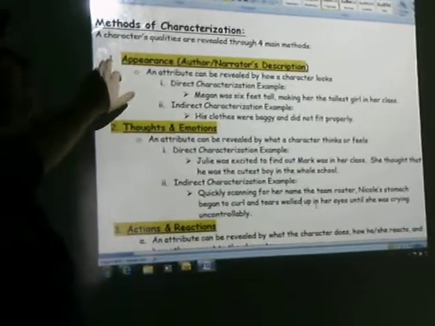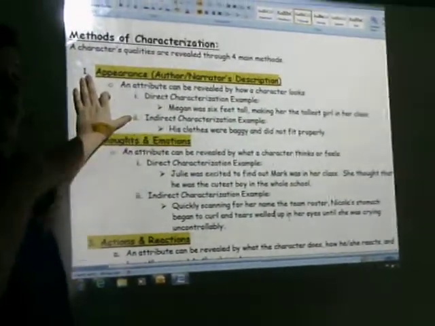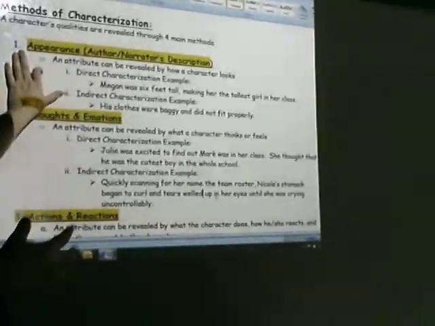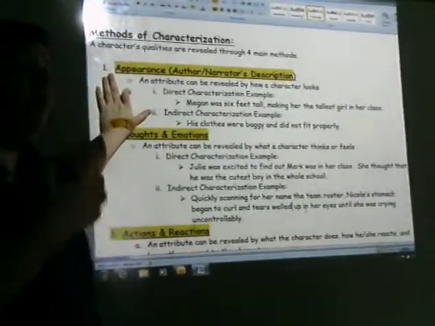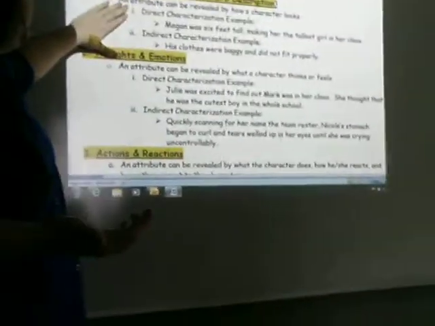Okay? You have their appearance, how they look. When the author gives you a description, or the narrator gives you a description, you make assumptions based on what they tell you. Does that make sense? An attribute can be revealed by how a character looks.